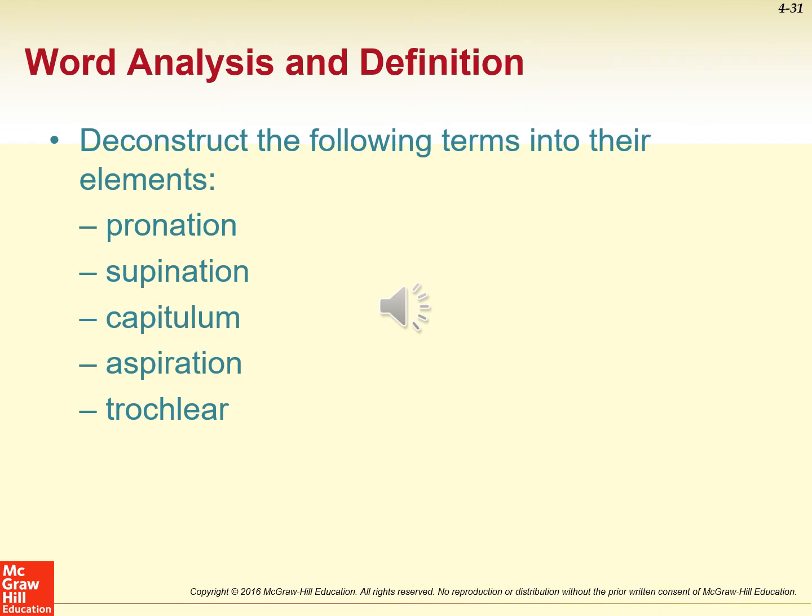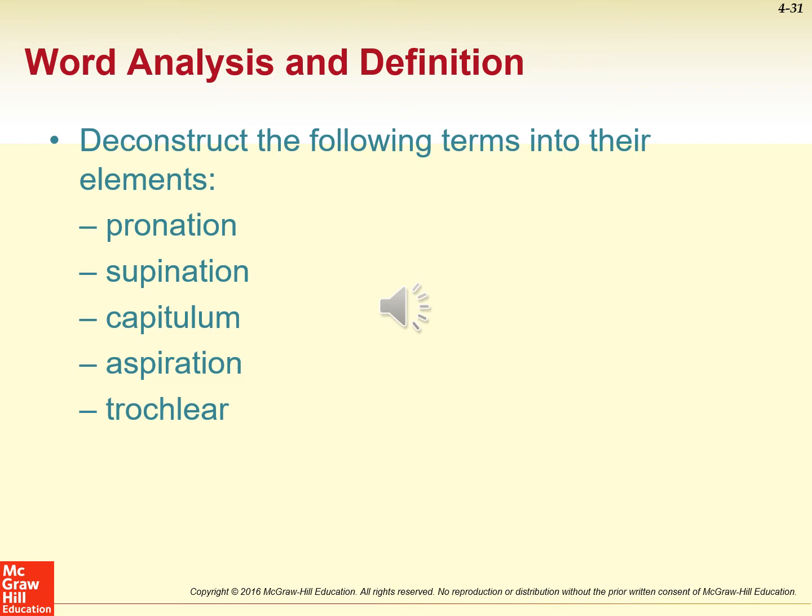So we're going to deconstruct these terms into their elements. So the first one is going to be, right, pronation. So pronat means to bend down, right? ION is an action or a condition. So this would be the action of bending down, right? That would be pronation. So supination, so we have supinat, and that's to bend backwards, right? And then ION, of course, being the action again. So we have the action of bending backwards.